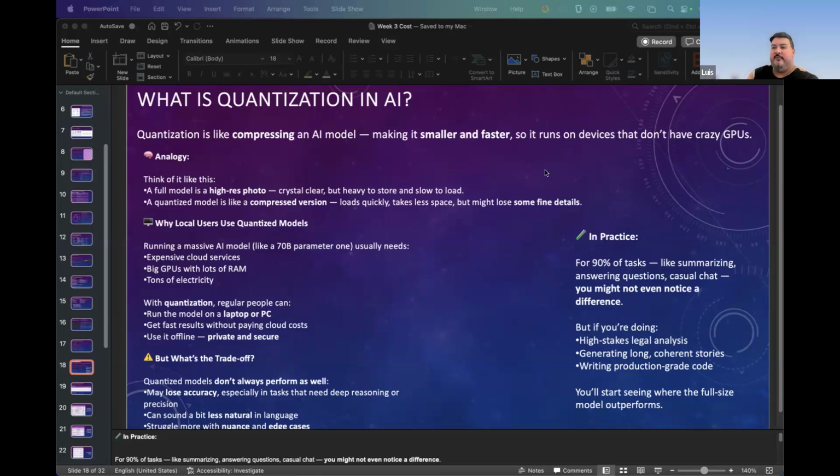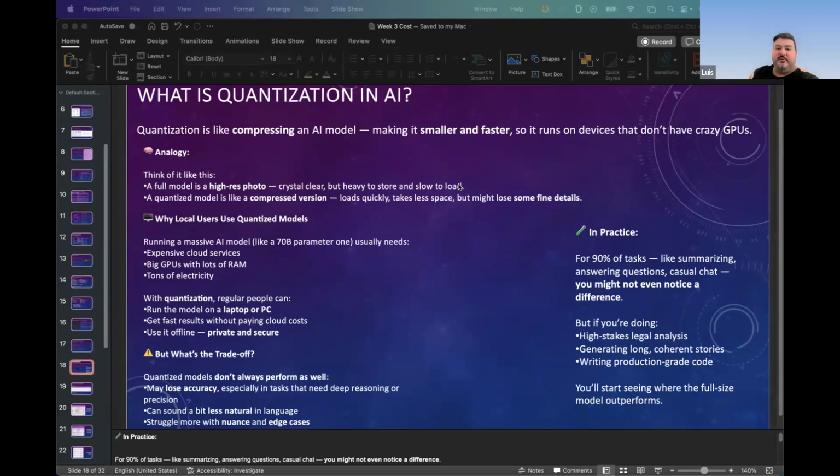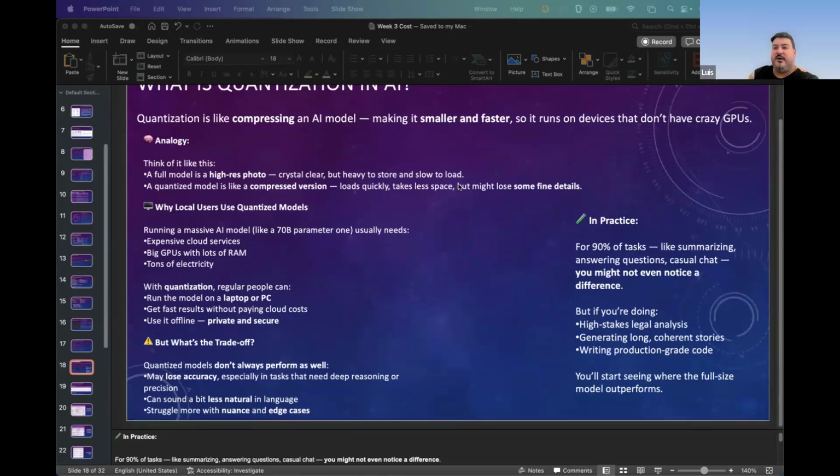So what's the trade-off of quantizing a model? Quantized models don't always perform as well. They may lose accuracy, especially in tasks that require deep reasoning and precision, and can sound a little bit less natural. What I've experienced as well is sometimes they don't have that much intelligence. They're not that smart. They don't reason that much either. You can change it to 16-bit, 8-bit, 4-bit. 4-bit is the smallest you can go down to compress, but you'll see it struggle to answer even simple responses.